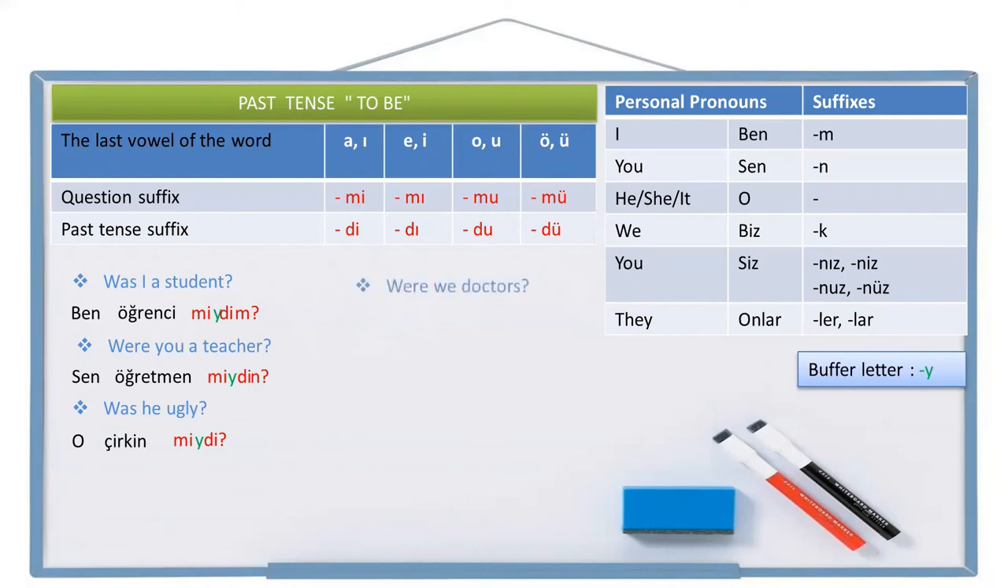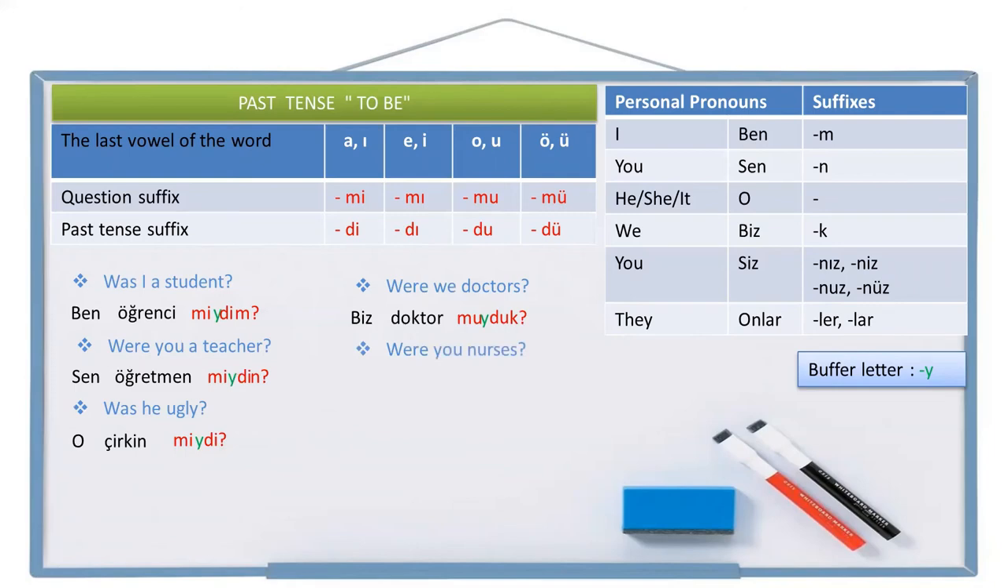Let's make some plural ones. Were we doctors? But actually we are going to ask as were we doctor in singular form. Let's write we first. Biz. Doctor, doktor. Question suffix, then past tense suffix, and the buffer letter between them. Person pronoun suffix to the end. Biz doktor muyduk? Were we doctors?